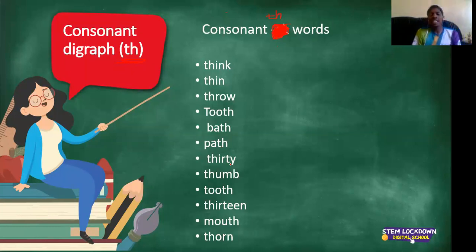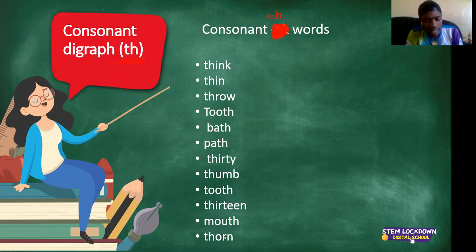30 describes a number. 3 and 0 is what we call 30. All right, I have thumb here. Thumb is this. 13 is a number as well. 1 and 3, we call it 13. Then we have mouth. What am I speaking with? It's my mouth. And then we have thorn. Thorn is the thing that's on plants that can prick you.